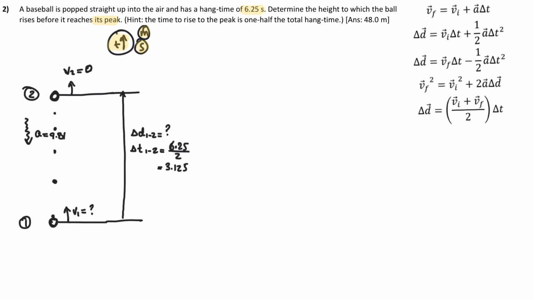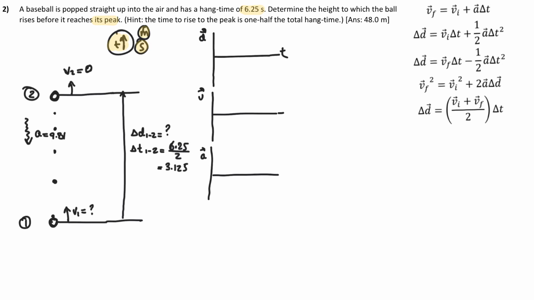I'm going to go to stage 2 and draw my graphs here. So I'm going to have my position time, velocity time, and acceleration time. So position, velocity, and acceleration, and time, and time, and time. And this is stage A, and this is stage B.